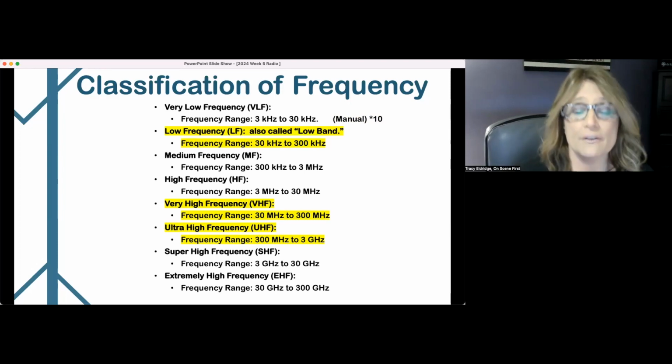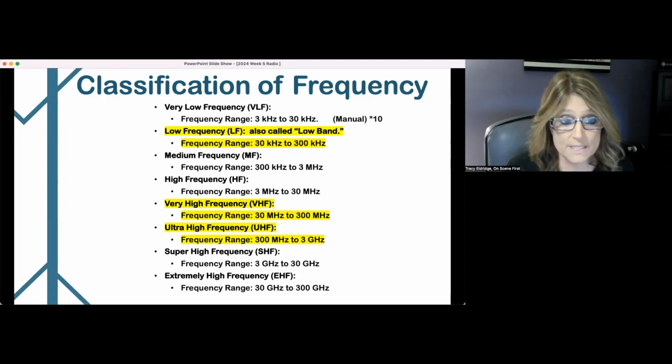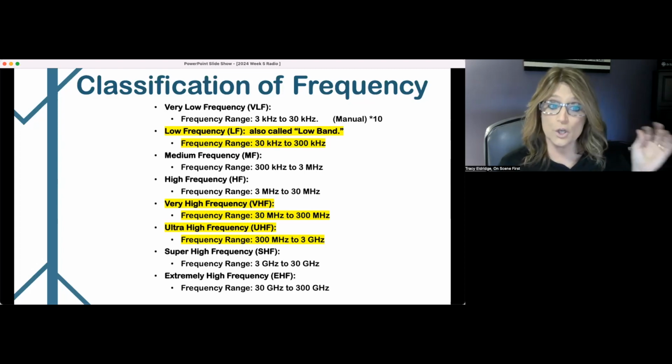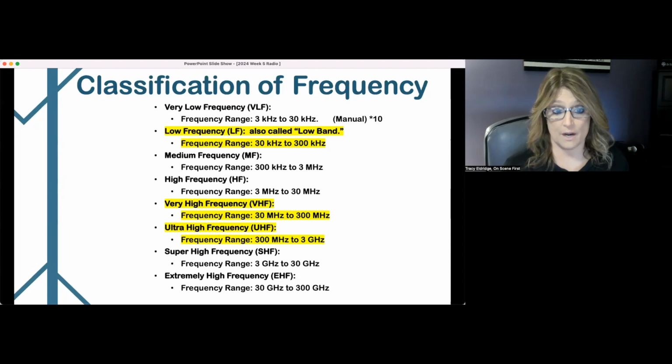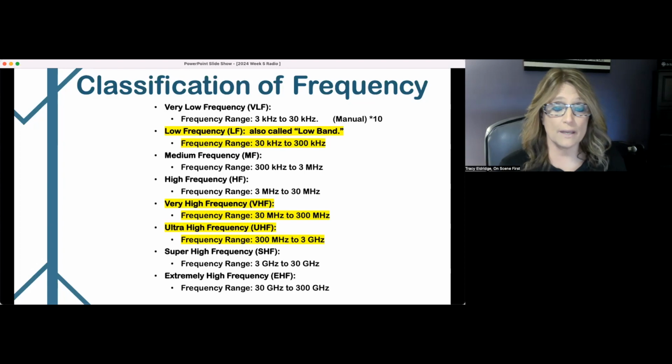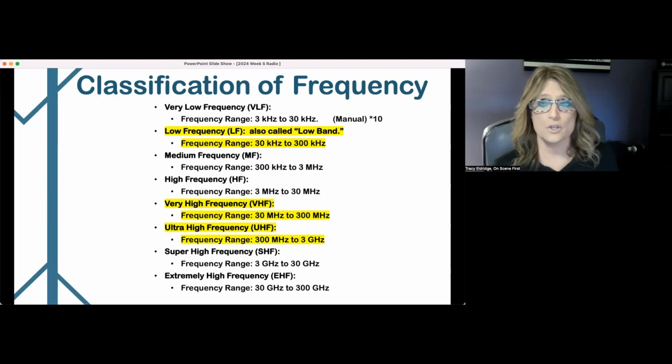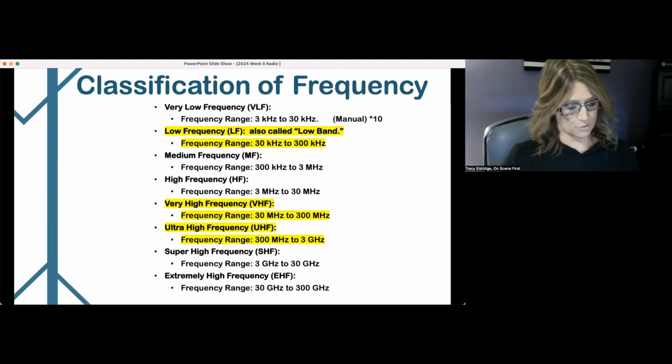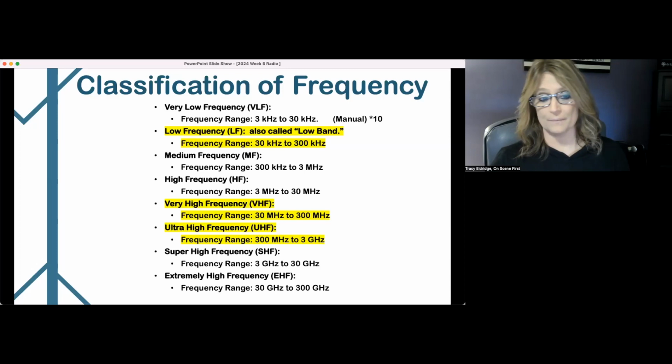The next one is very high frequency, VHF. That frequency range is 30 megahertz, which is the million, to 300 megahertz. I can't remember what our frequency was there. And then there is ultra high frequency, which is 300 megahertz to 3 gigahertz. I know our last police radio was 471 point something. We're now moving to digital, so that's going to change.